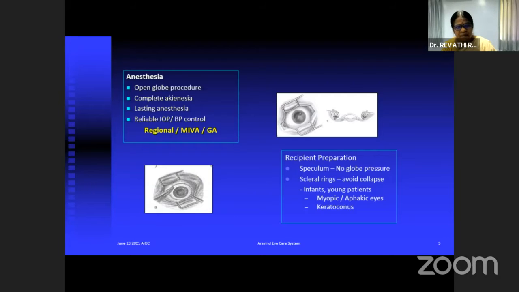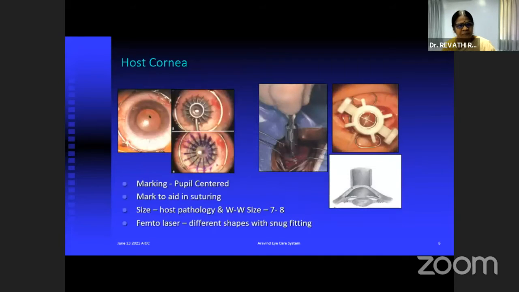And when going for the speculum, again, we have to choose a speculum which will not give any pressure on the globe. And also we have to take care of the scleral rigidity, like if it is less, as in case of myopes or aphakic eyes or children, keratoconic eye, better to go for Flieringa ring so that we'll prevent the scleral collapse during the surgery.